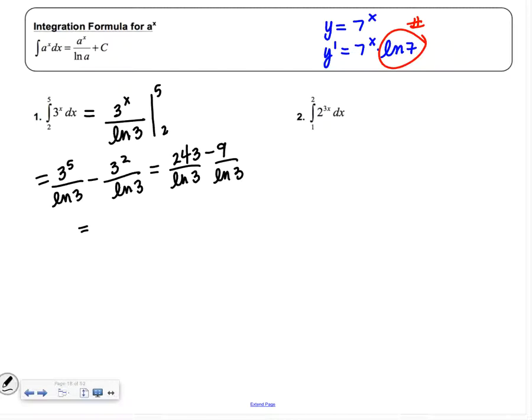Several of you. So I get 243 over natural log of 3 minus 9 over natural log of 3, which becomes, what is it, 235? No, 234 over natural log of 3.